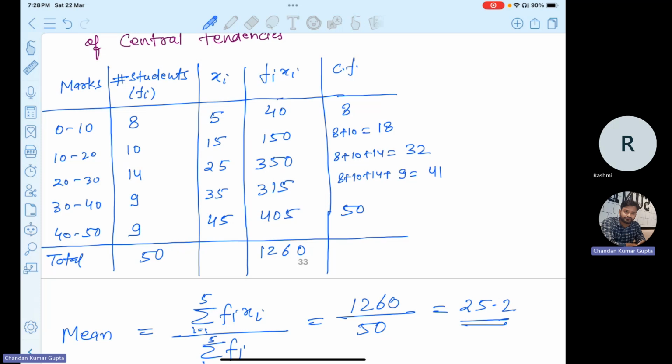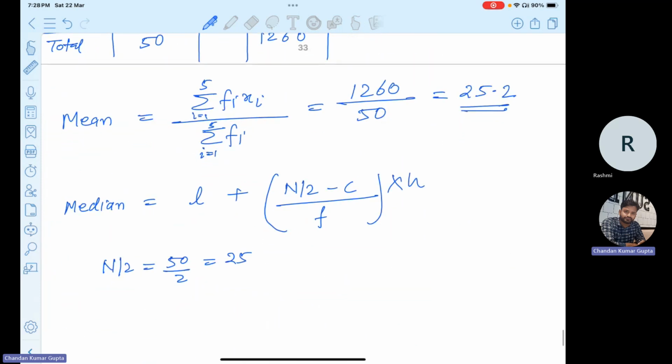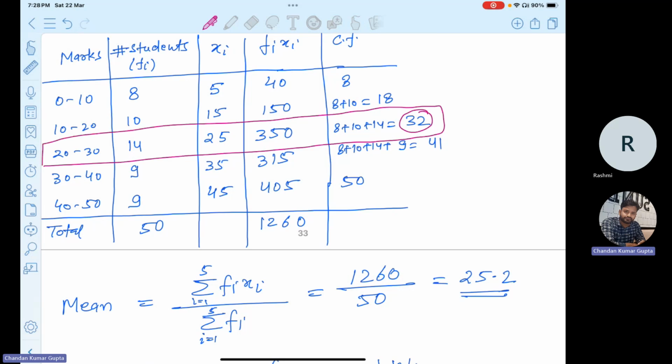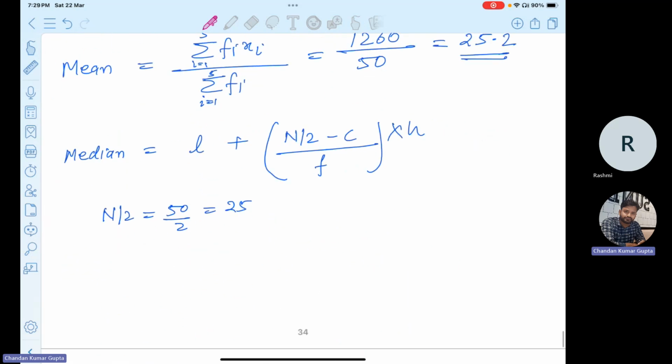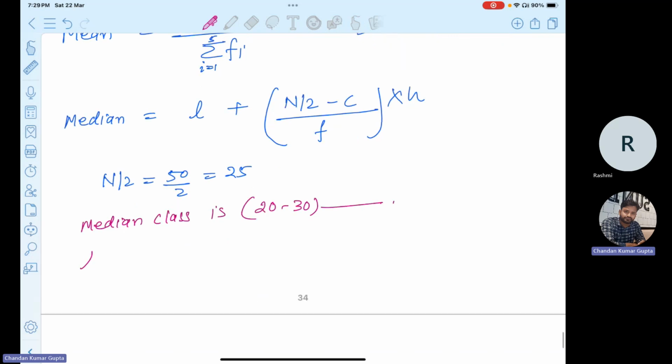Okay. So in the cumulative frequency, we find the value 25 or just above 25. So here, if you see, you may find the value is this. That means this class is our median class. The median class is 20 to 30. So what? L equal to 20. n by 2 we have already calculated as 25.